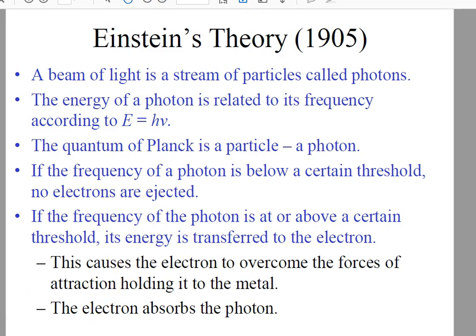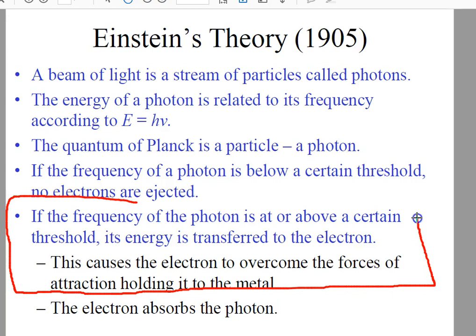All right, so what does all that tell us? Okay, so below a certain threshold, no electrons. Above that threshold, electrons came off suddenly. Okay, so here's the key. The frequency of the photon, okay, that's the light, if it is at or above a certain threshold, then its energy is transferred to the electron. That would cause the electron to overcome the forces of attraction that were holding it to the metal. But it had to be a certain amount of energy. If it wasn't enough energy, then the electron would stay bound to the proton.